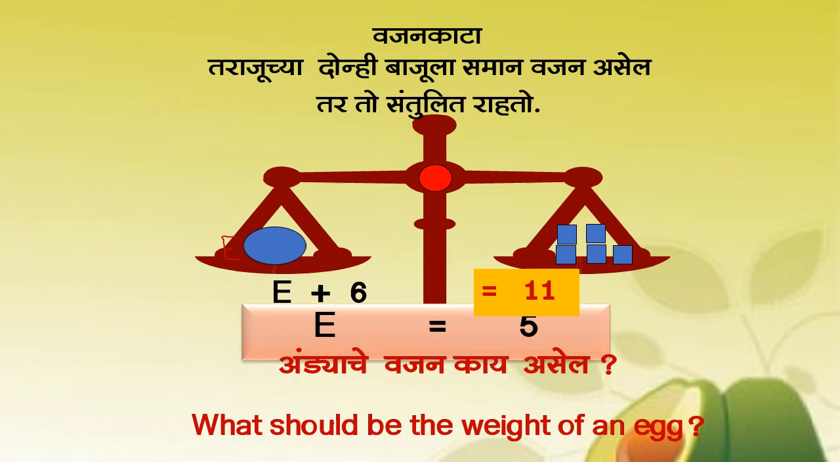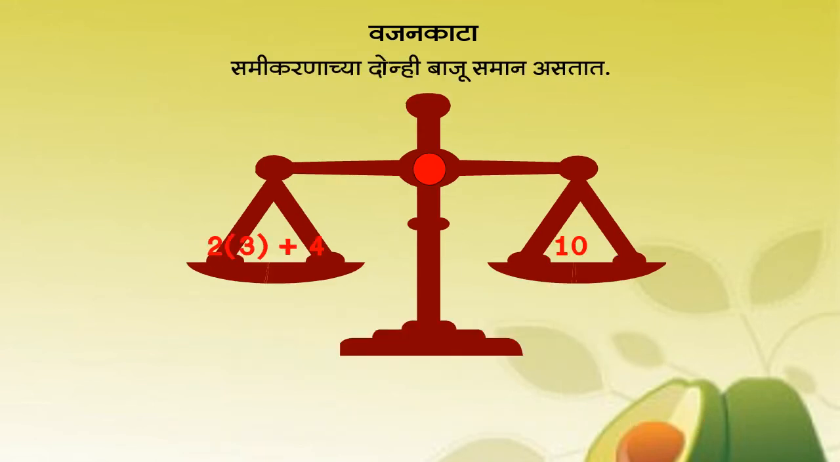This is called an equation. Dear friends, remember, both sides of an equation are balanced. They are equal. See here, 2 into 3 plus 4 equals 10. 2 into 3 is 6, plus 4 means 10.